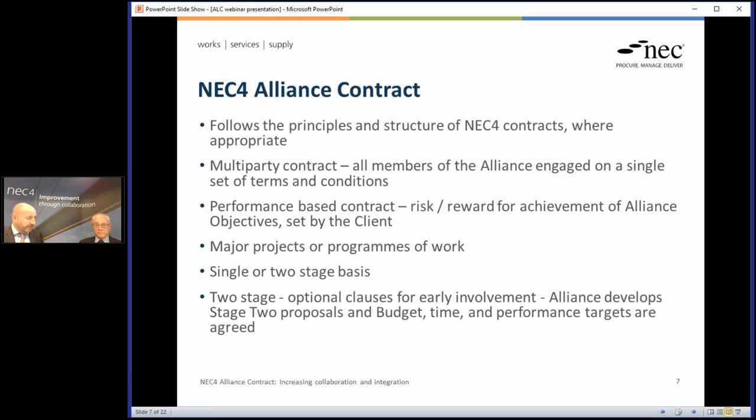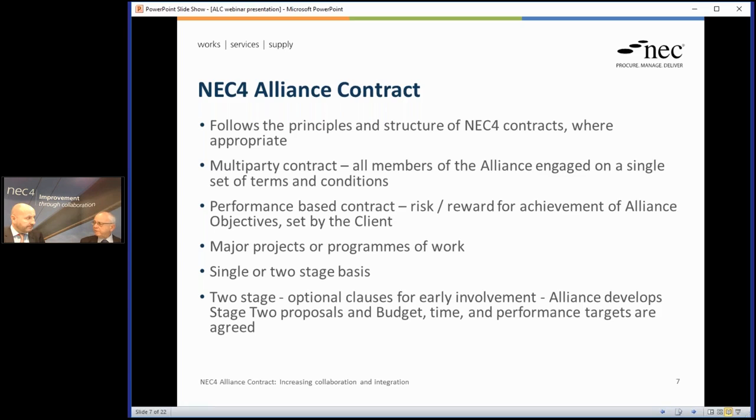It's also designed to be used on a single and two-stage basis. So there are provisions in there to allow you to have a two-stage process whereby you engage the alliance, they undertake an element of stage one work to develop the scope, look at programs, look at the budget for the remaining works, and hopefully if that can then be agreed with the clients, you move to the next stage. Okay. If you can't, there's a break point and it can be drawn to an end at that point in time. Fine. Okay, that's fairly straightforward.